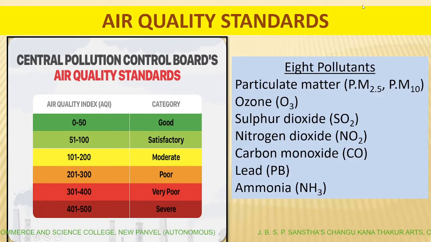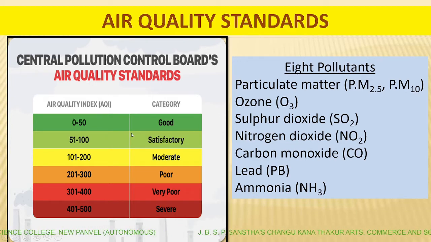Air quality standards have been prescribed by the Central Pollution Control Board. Now, the air quality standard is calculated based on 8 pollutants, that is particulate matter PM 2.5, PM 10, ozone, sulfur dioxide, nitrogen dioxide, carbon monoxide, lead and ammonia. So based on these pollutants, we analyze what is the quality of air.